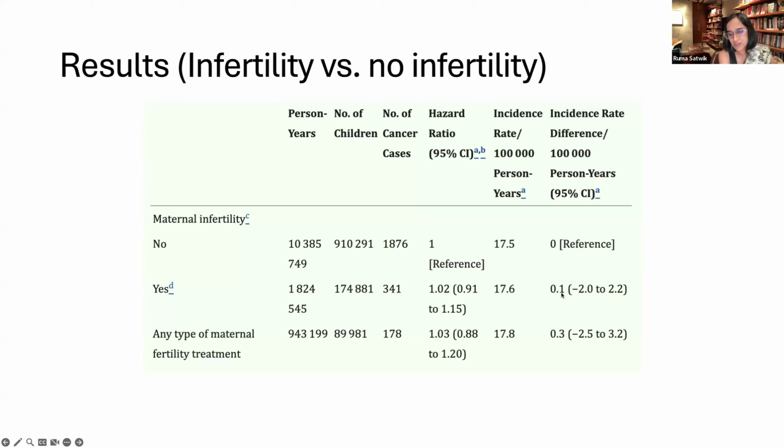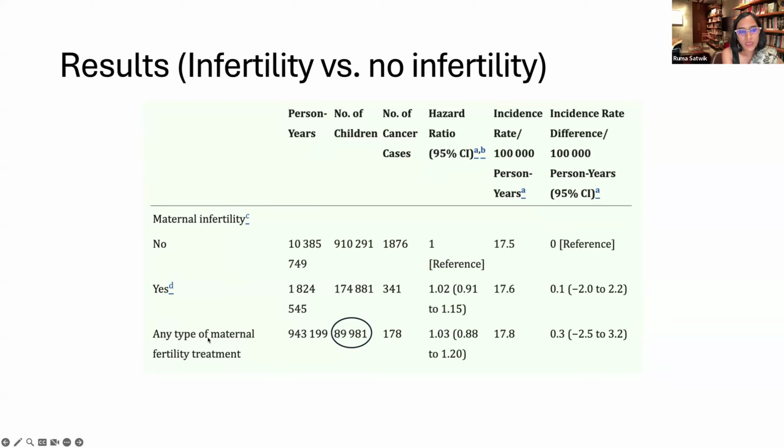So you know that this is not very high, but I'll quickly look at the confidence interval, which crosses 0 on both sides, -2 to 2.2, which means that it includes a 0 in the middle, so it's not significant. So this is the statistics part of it. We'll go into what the results further said. So when you compared fertile women with infertile women, actually there is no difference in cancer risk.